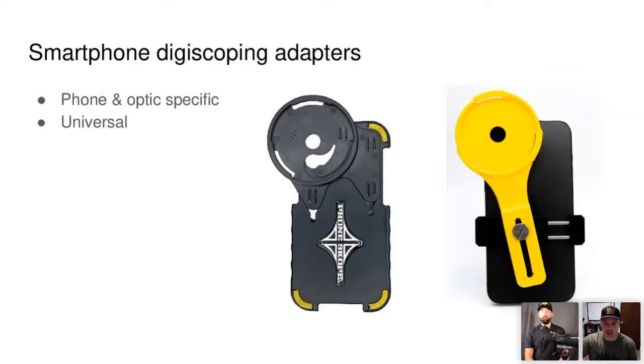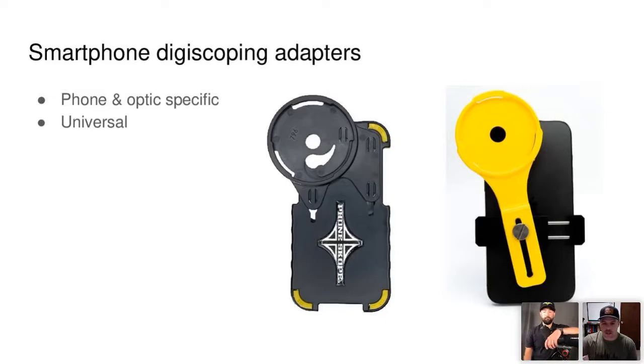When we talk about Digiscoping adapters, we have phone and optic specific setups, and then we have universal setups. So the phone specific are designed specifically for your model of phone. Same for the optic adapter, it is designed for your spotting scope. And that's the most simple solution there is. So you just pull your phone out that's in the case already, you lock the optic adapter in, and you're filming or taking pictures in just a few seconds.